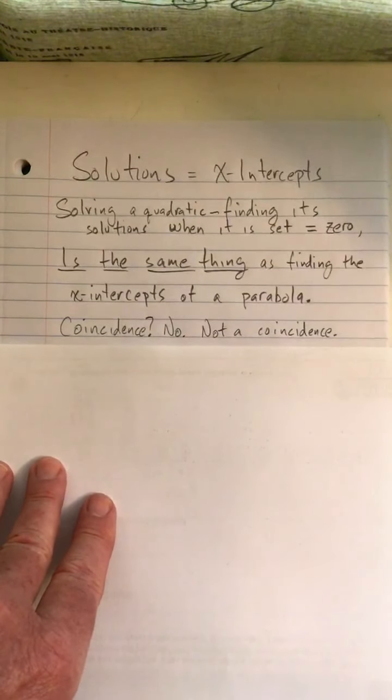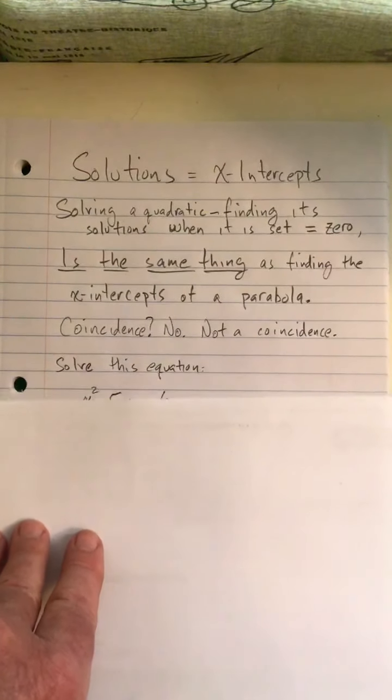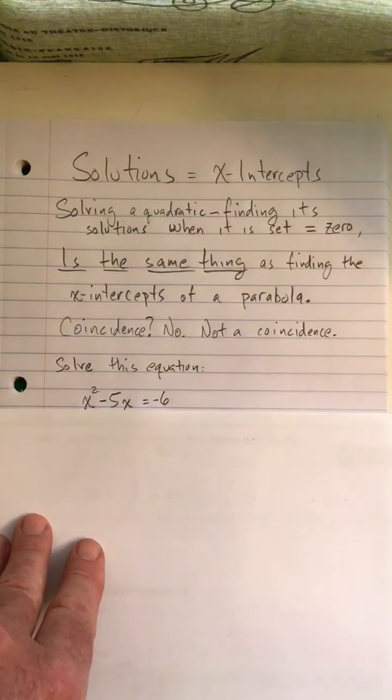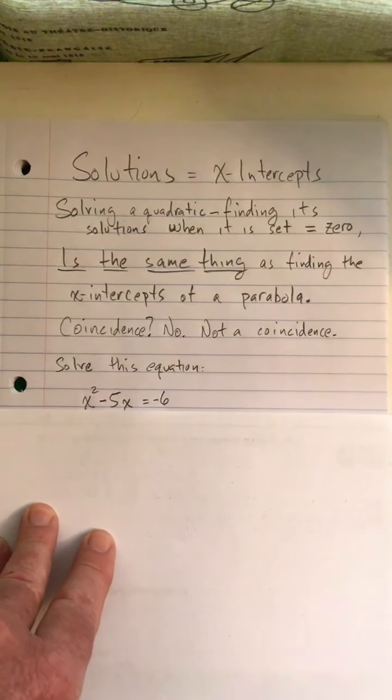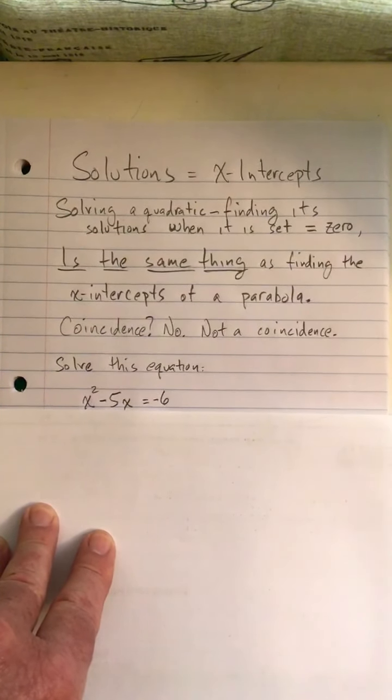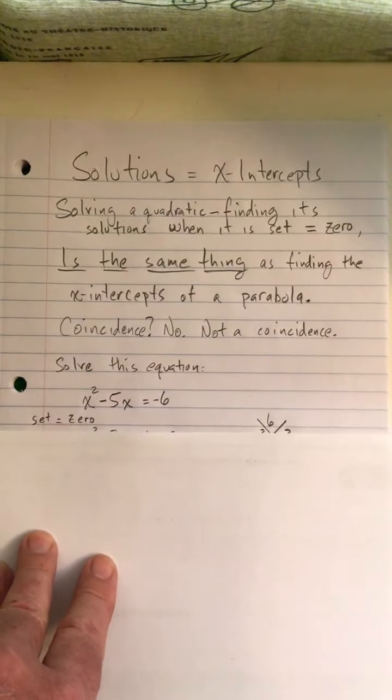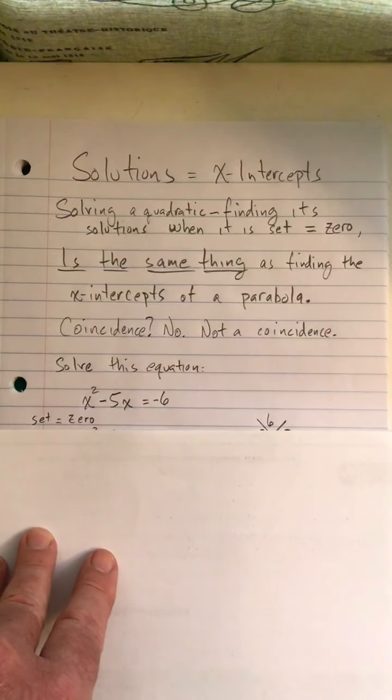So let's do one here, and I'll show you why it's not a coincidence and why it's actually exactly the same thing. So here's an equation I thought I'd just set up for you to solve here. x squared minus 5x equals negative 6. Well, that equation is not set equal to 0. Okay, so the first thing I want to mention, and we haven't seen too many examples of this, but I want to take this opportunity to show you this. If it's not set equal to 0, well, that is the first thing you take care of. Okay, set the thing equal to 0.